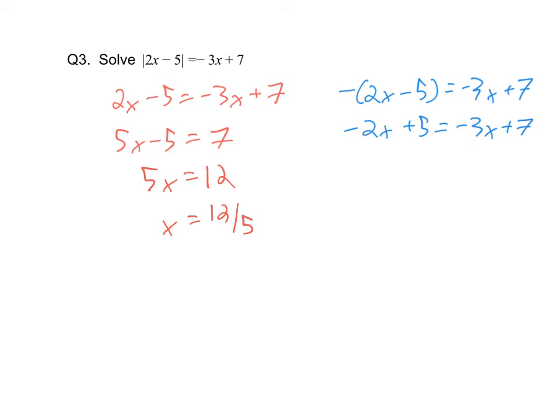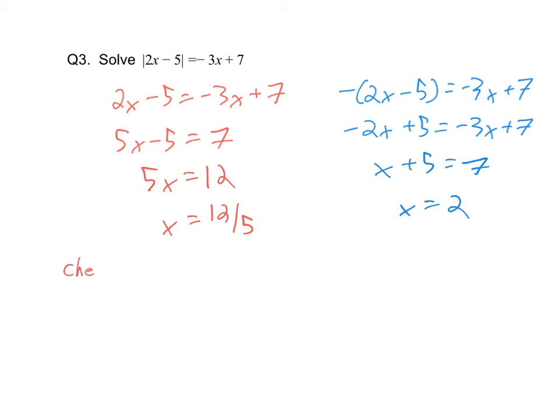Our second possible solution is on the right-hand side. We'll do the same thing. We'll add 3x to both sides of this equation. That will give us x plus 5 is equal to 7. And then we'll subtract 5 from both sides. We get x equals 2. Now we have to check whether these solutions are valid solutions to the original problem.